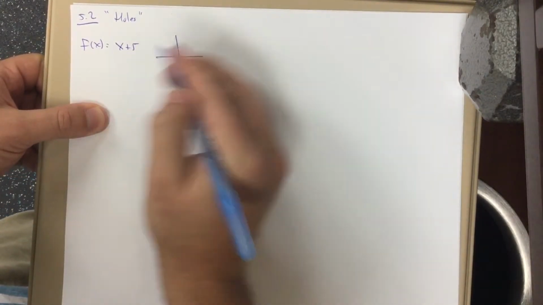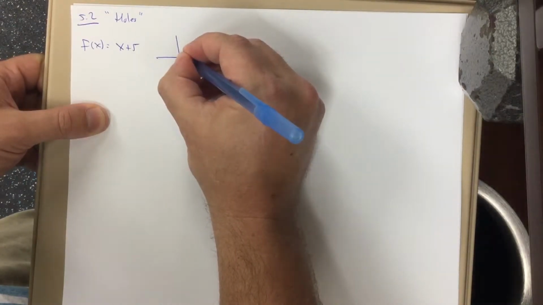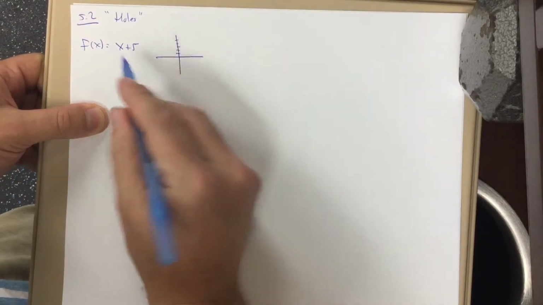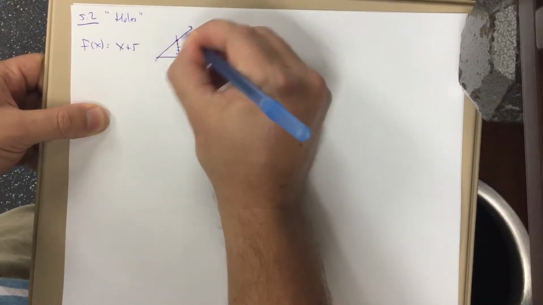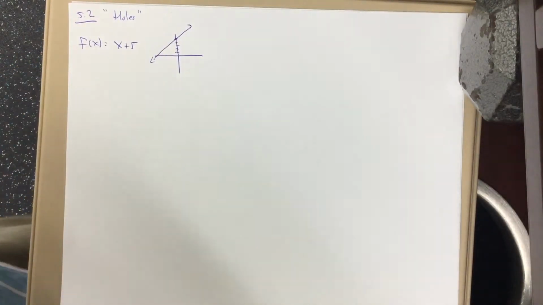It looks just like this. It has a y-intercept of plus 5, so 1, 2, 3, 4, 5. It has a slope of 1, so it would look something like that. There's a graph of f of x equals x plus 5.